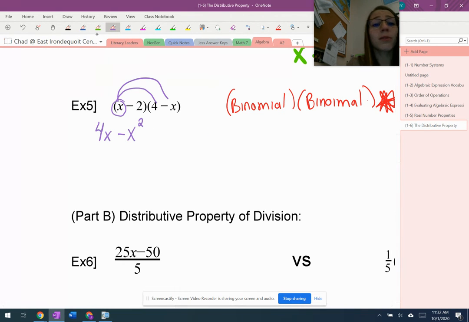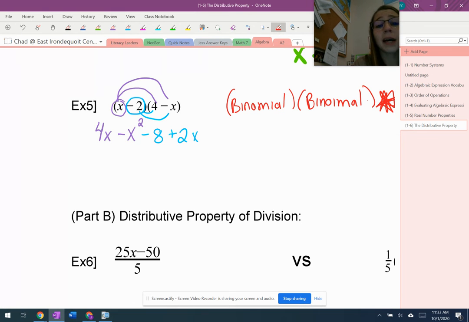So now we need to look at the other piece. We multiplied the x by both those pieces. Now we need to multiply the -2 by those pieces. -2 times 4 is a -8, and -2 times -x, the negative times a negative gives me a positive, and 2 times x is just 2x.